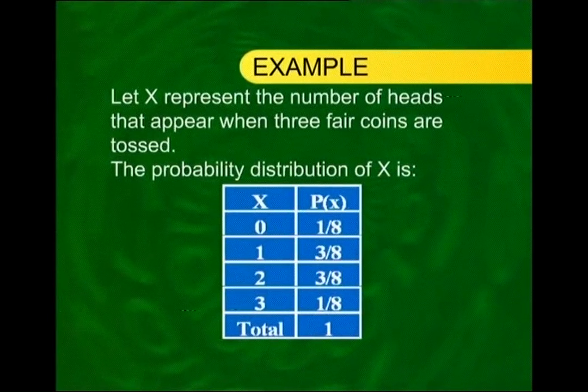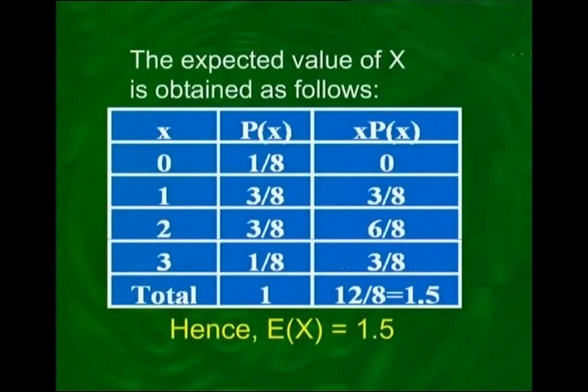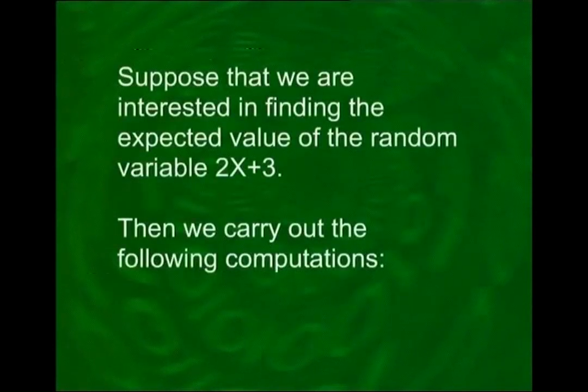Now, when we multiply the X column with the column of probabilities, the sum of that column is 1.5. As we have stated in the beginning of this lecture, the mean number of heads in a very large number of tosses of the 3 coins is 1.5 heads per toss. Now, suppose that we are interested in finding the expected value of the random variable 2x plus 3. Then we carry out the following computations.